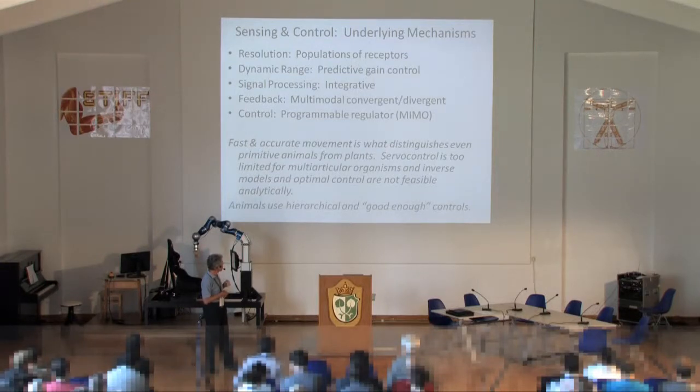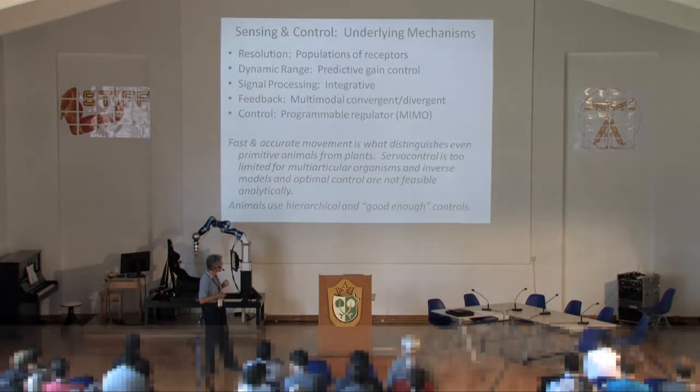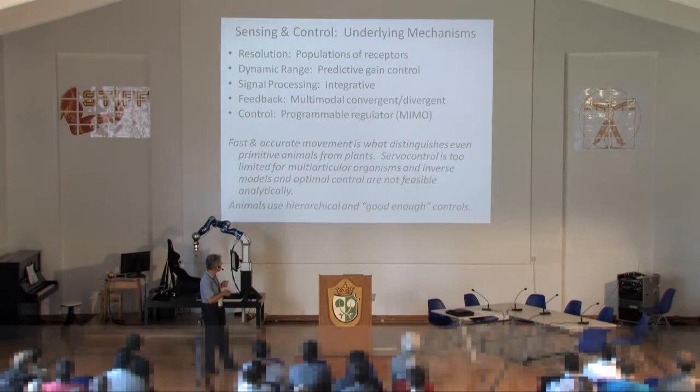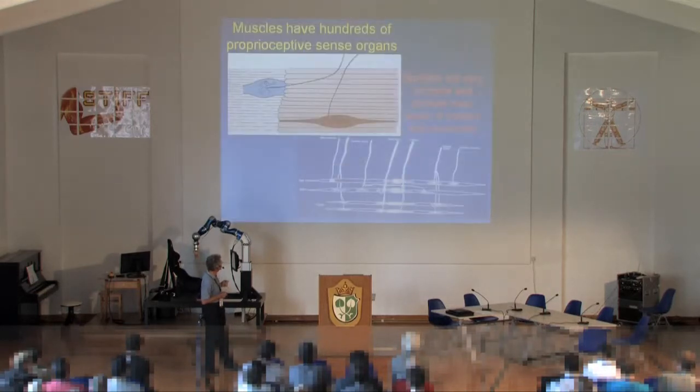A lot of what you find in physiological textbooks is sort of a warmed over version of 1950s servo control, which clearly isn't terribly useful for multi-articular organisms. And a lot of the optimal control and inverse models that are being used in robots such as we heard about this morning are probably not the sort of thing that the nervous system is geared up to compute. So we'll talk about maybe what is happening in there.